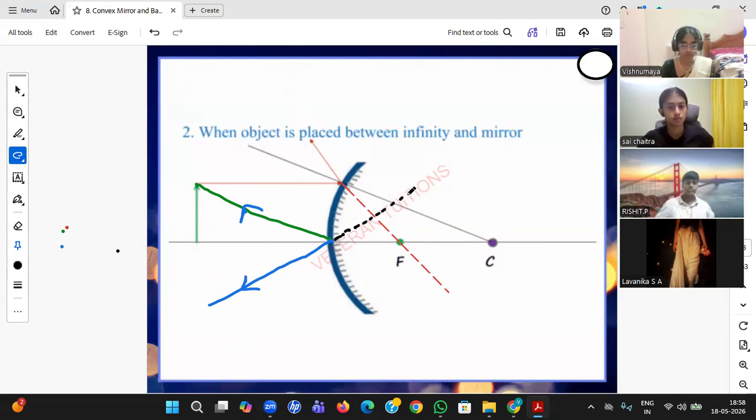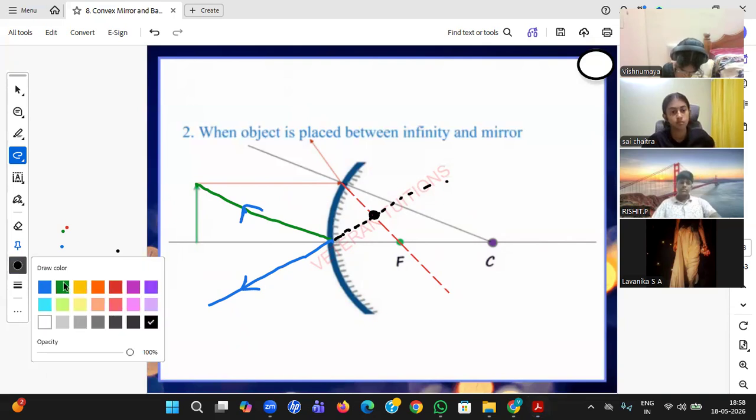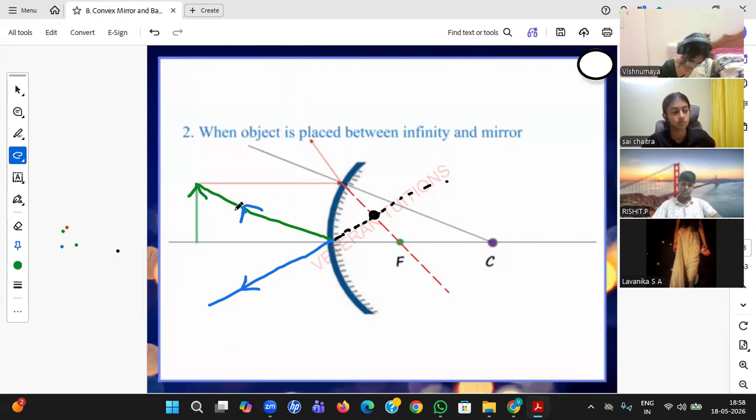Now, student, where is the intersection happening? Intersection is happening here. And where is the light ray coming from? Light ray is coming from the arrow. Let me draw the arrow, construct the other part. So now you can say where is the image formed? Between pole and focus. How is the image? It is diminished. How is the image? It is virtual and erect.